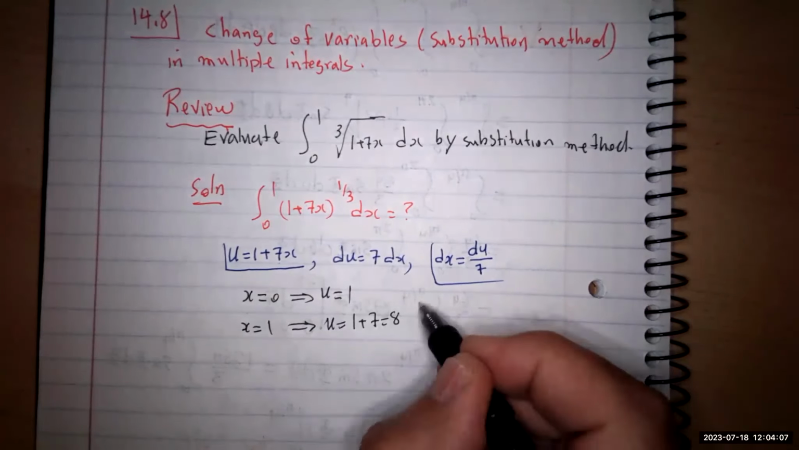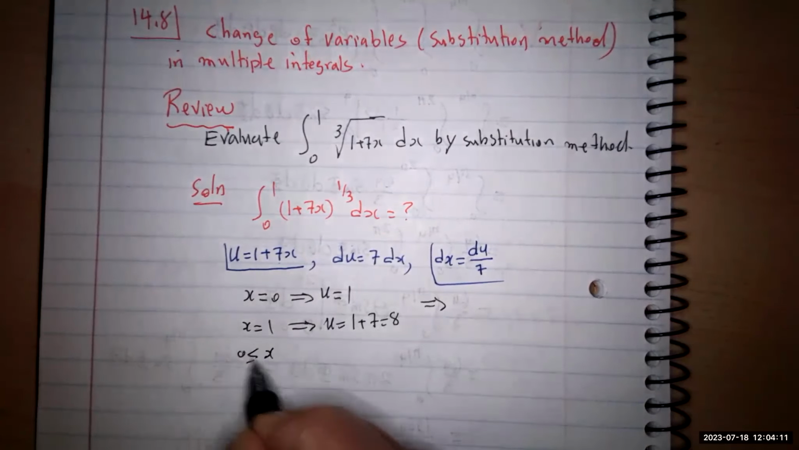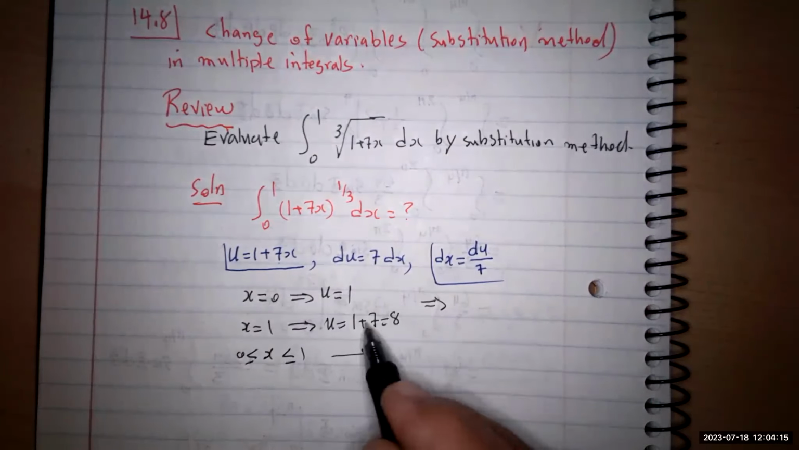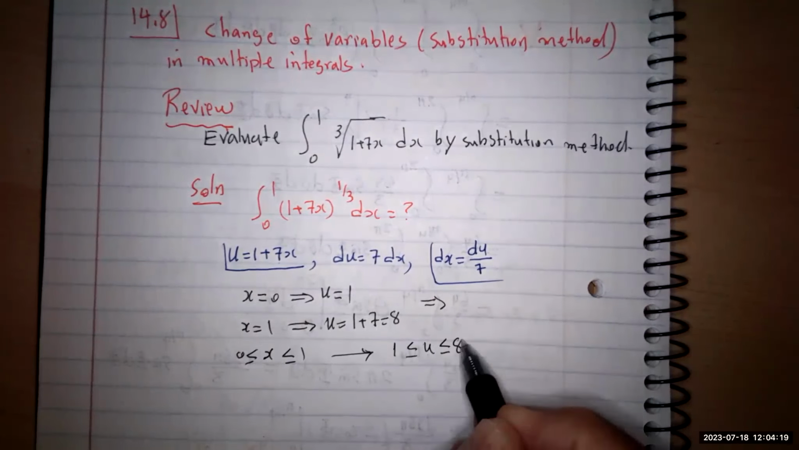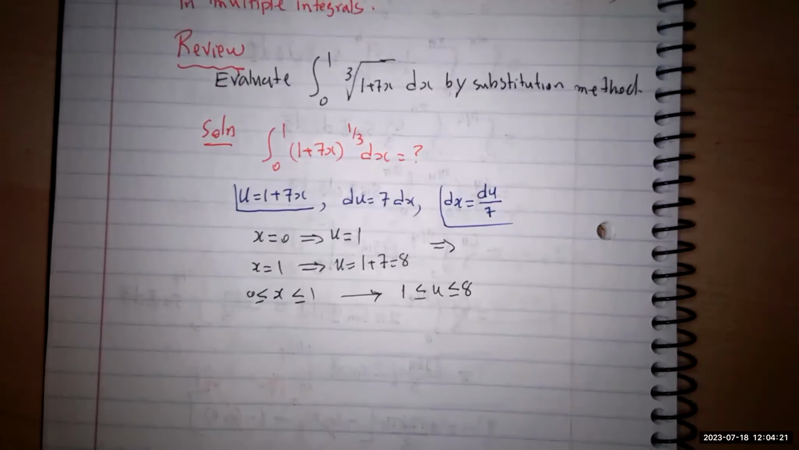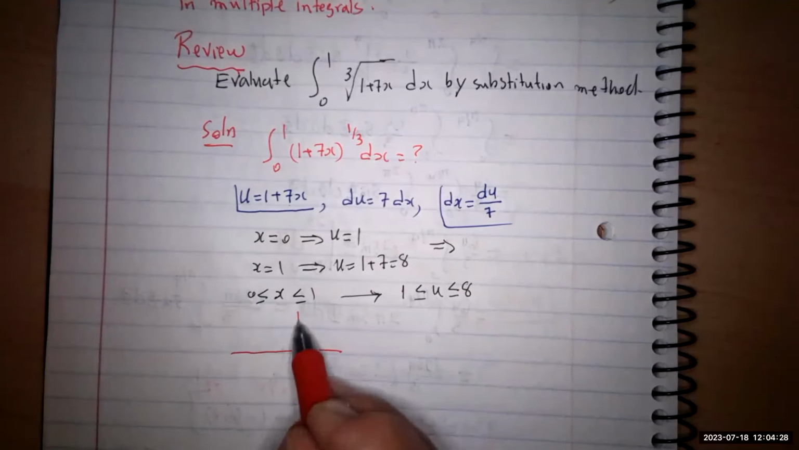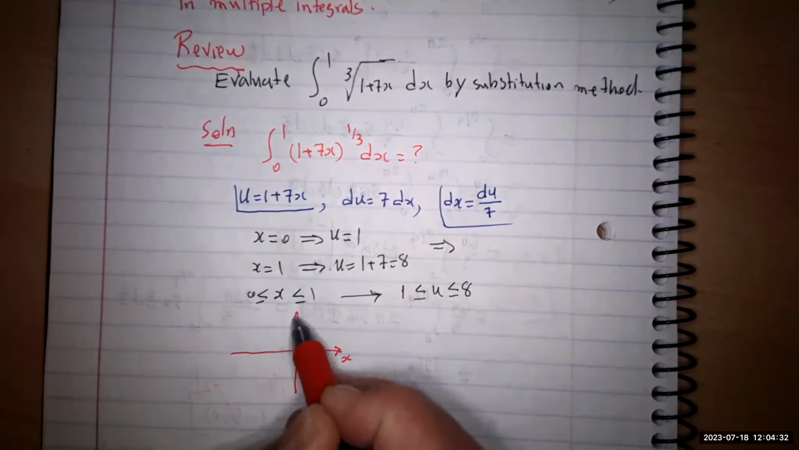So then you realize that your x is between 0 and 1. So you transform it into the u to be between 1 and 8. It's kind of the change that you're going to have. This is going to be the xy coordinate, if you like. This is going to be your x, and this is going to be your y.